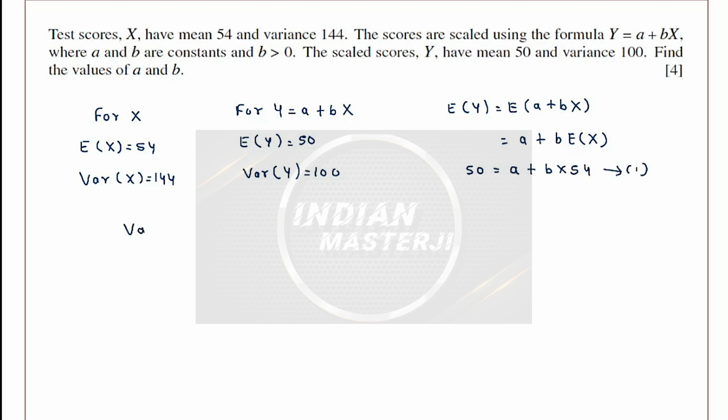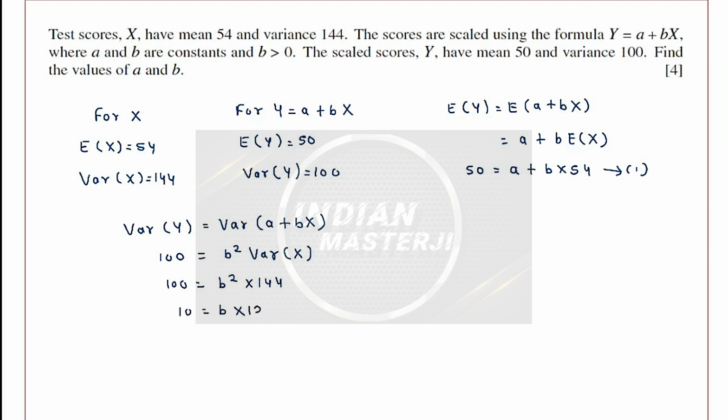Now similarly, variance of y will be equal to variance of a + bx. So this becomes 100 is equal to b square into variance of x. So that means 100 is equal to b square into 144. So what do I get? If I take square root on both the sides, I get 10 is equal to b into 12. Or in other words, can I say b is equal to 10 divided by 12? That is 5 by 6.